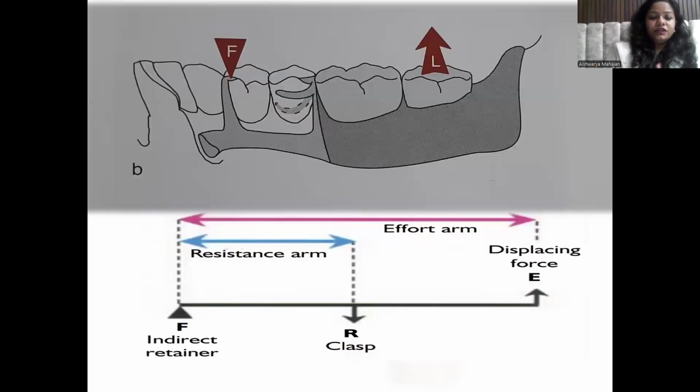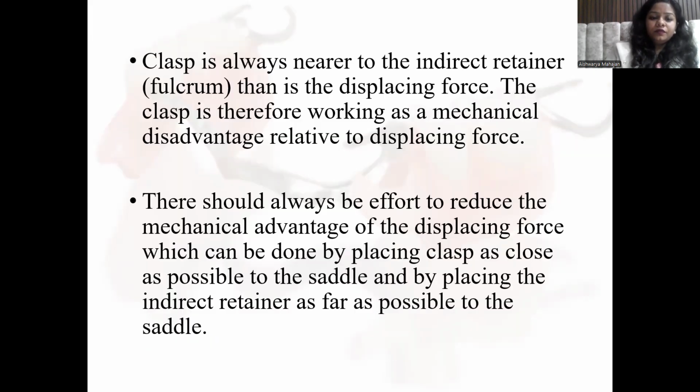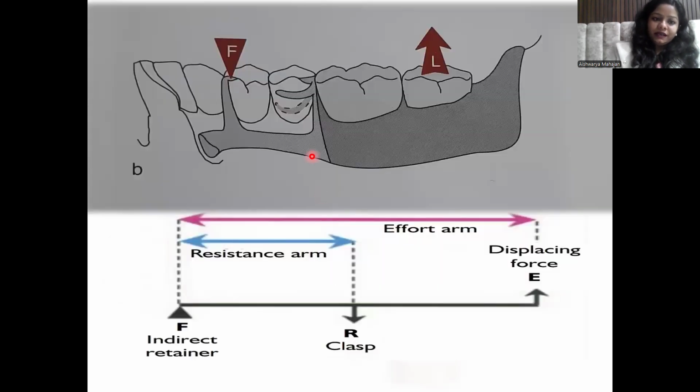So in a nutshell, what they're trying to say is, we should try to place the indirect retainer as far as possible anteriorly, as far away from the edentulous area as possible, and should place the direct retainer as close to the edentulous area as possible to provide mechanical advantage.